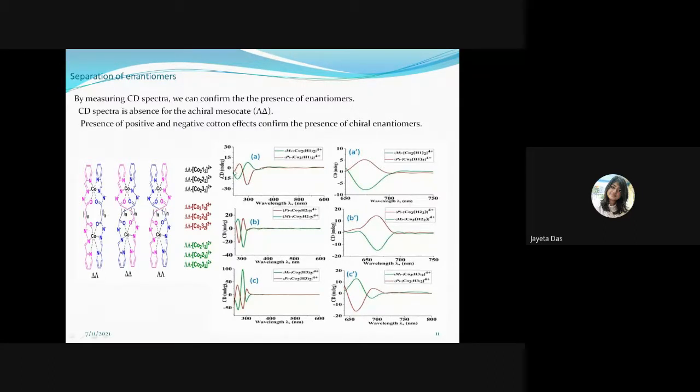So if I take this particular graph, here you can see that this green is denoted by the M helicate, and red will denote the P helicate. So when the green is lower, the red is higher, and vice versa. So these are called the positive and negative Cotton effect. And if in a CD spectra we can find this type of pattern, then we can confirm that one enantiomer is present in that solution.